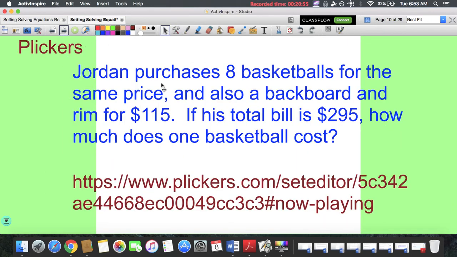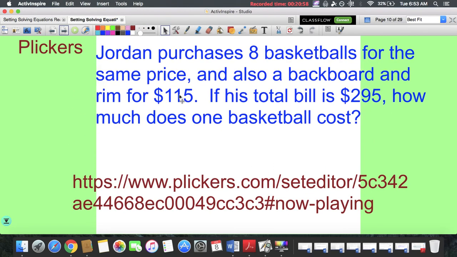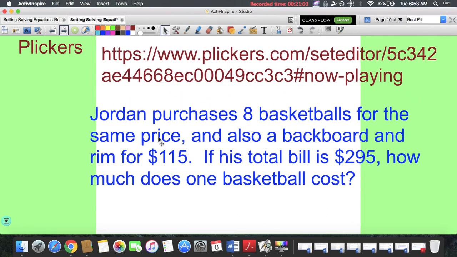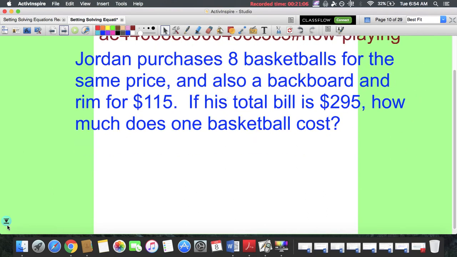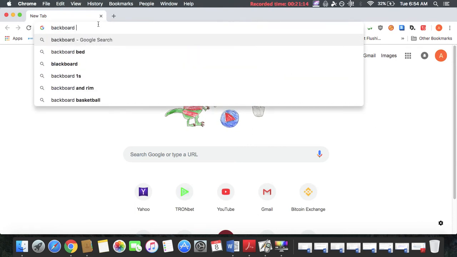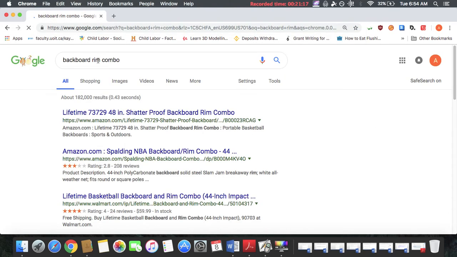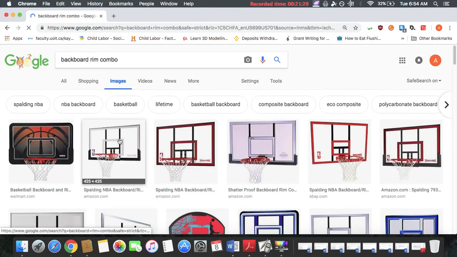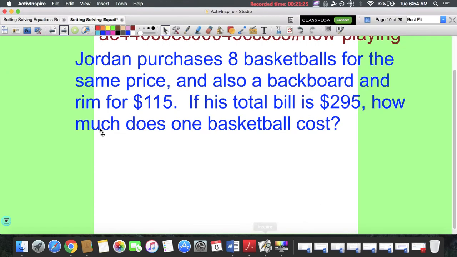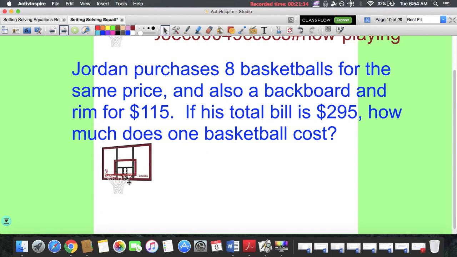Okay, so I'm going to do this one also. And let me just move this guy here. So Jordan purchases 8 basketballs, for the same price and a backboard rim. So let me see if I can get a picture of a backboard rim. So images, okay, copy. So I can go over here. There we go.